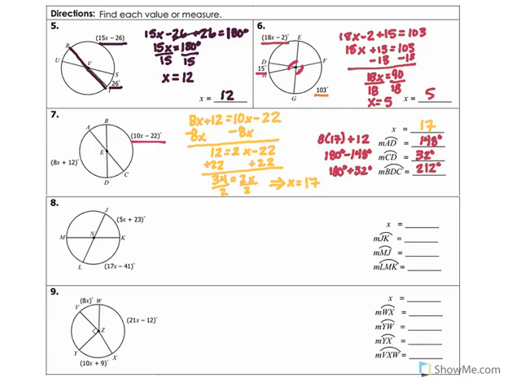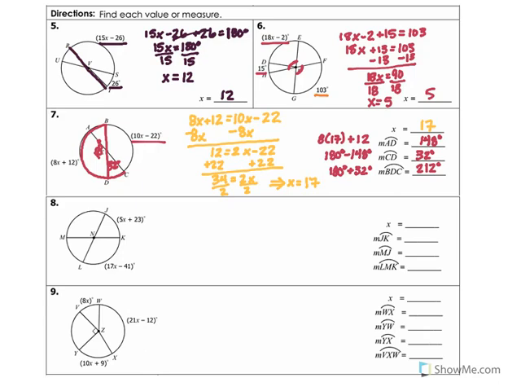And then it asked for BDC, so BD is a line, right? So we already know this is 180. And then we have to go over to C, and we found that this was 32 degrees, so we just add 180 plus 32.